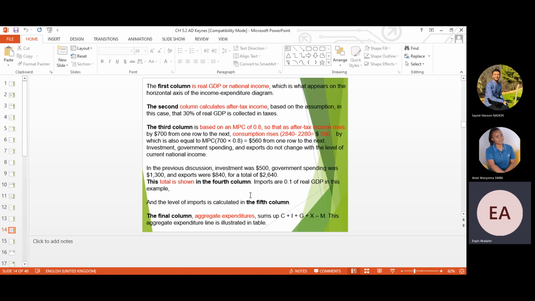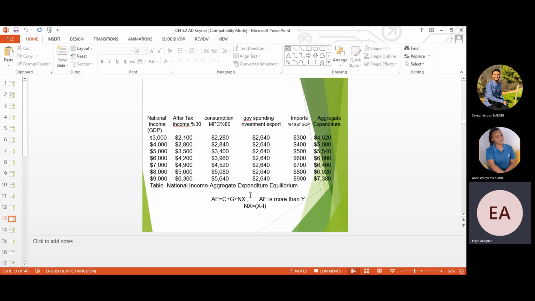Let's go through the first column to understand what we did here. The first column is the real GDP or national income, which is what appears on the horizontal axis of the income expenditure diagram. The second column calculates after-tax income based on the assumption that 30% of the real GDP is collected in tax. As I mentioned to you, you reduce this by 30% and calculate after-tax income.